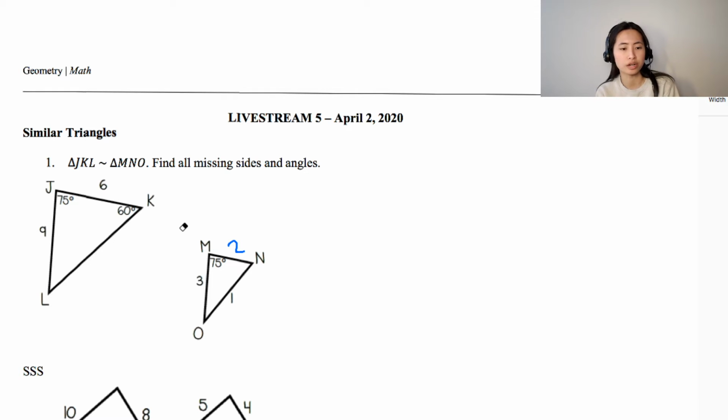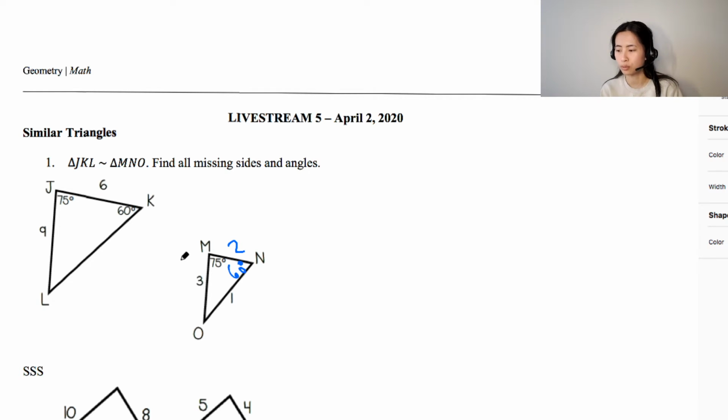And for your angles, because you know that this is 75 degrees, that means the angles within your two triangles need to be exactly the same. If you have 75 degrees, this has to be 75 degrees. And if you have 60, therefore this should be 60. Does that make sense? So for similar triangles, your sides are proportional, but your angles are exactly the same.